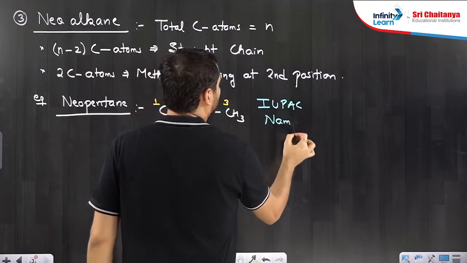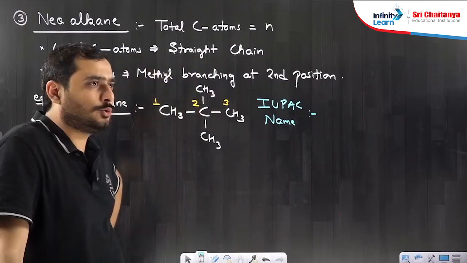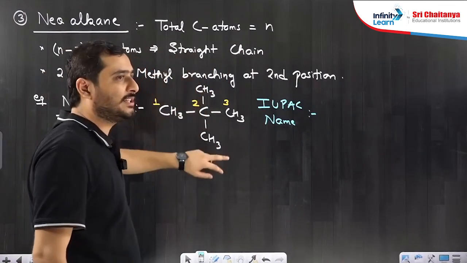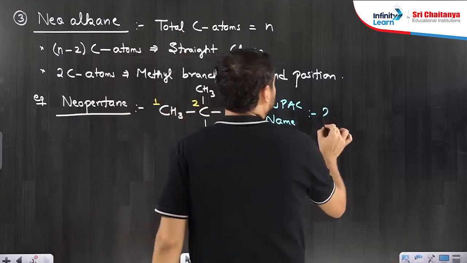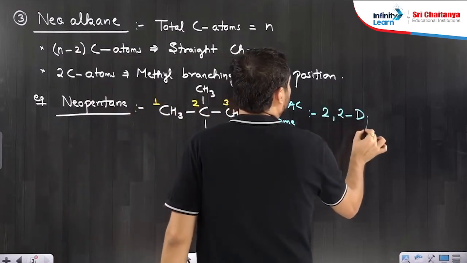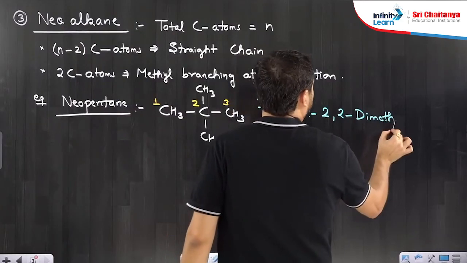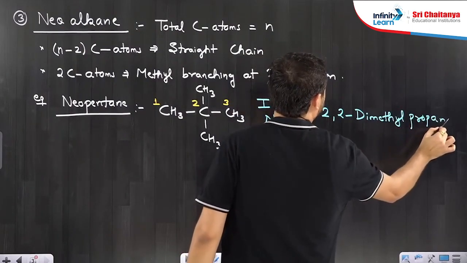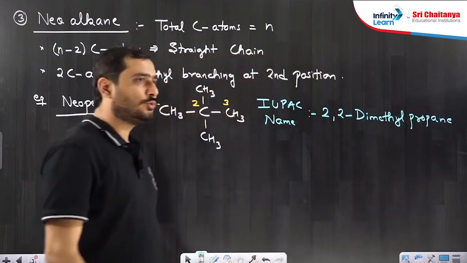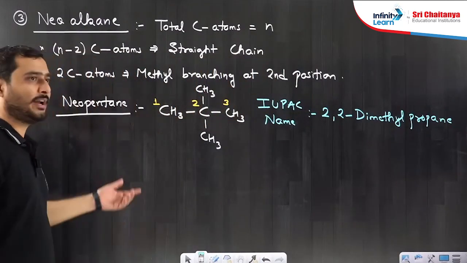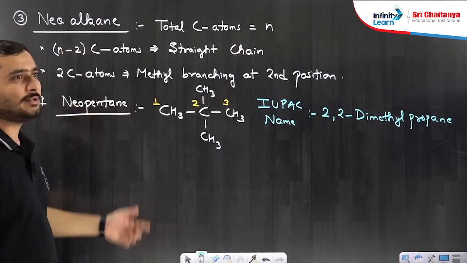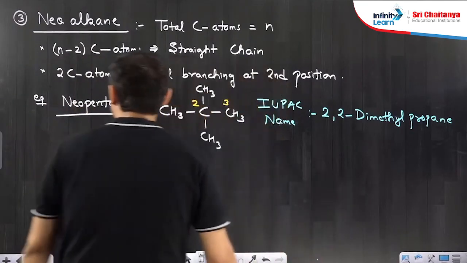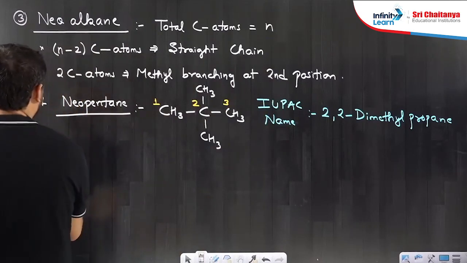The IUPAC name of neopentane is 2,2-dimethyl propane. Very good. How many substituents are present? 2 methyl are present at the second position. So 2,2 dimethyl, and for 3 carbon atoms, what is the word root? Prop, and this is alkane, so propane. So 2,2 dimethyl propane. So this is the IUPAC name for which compound? Neopentane.